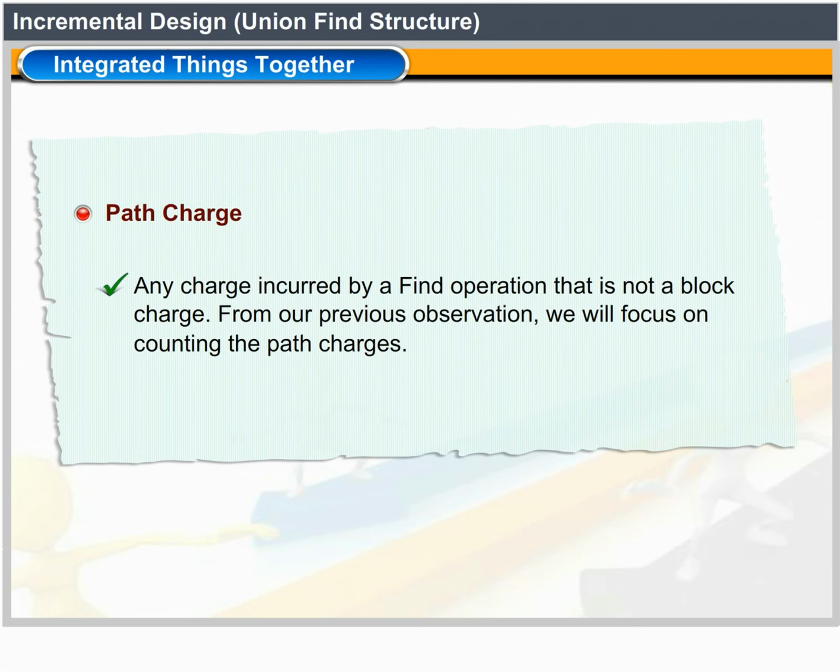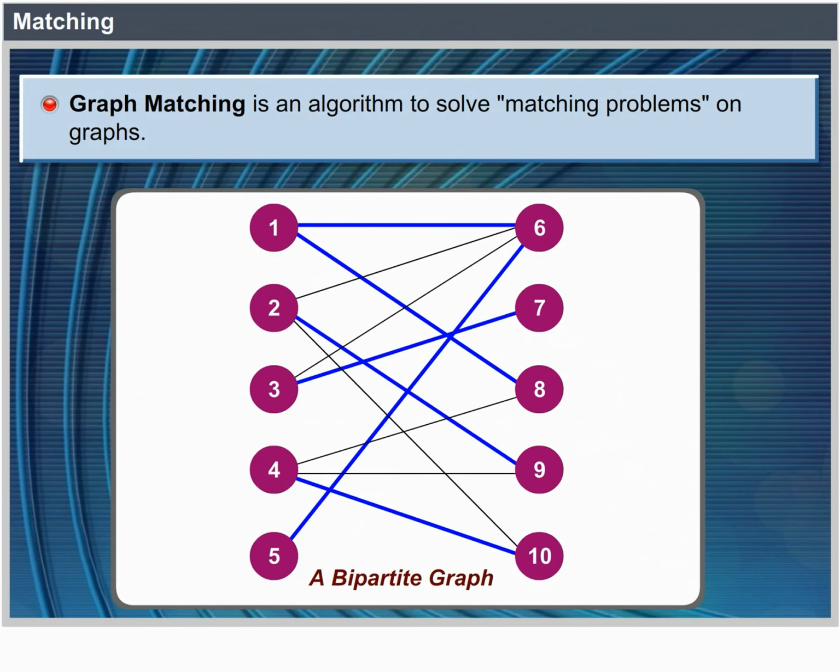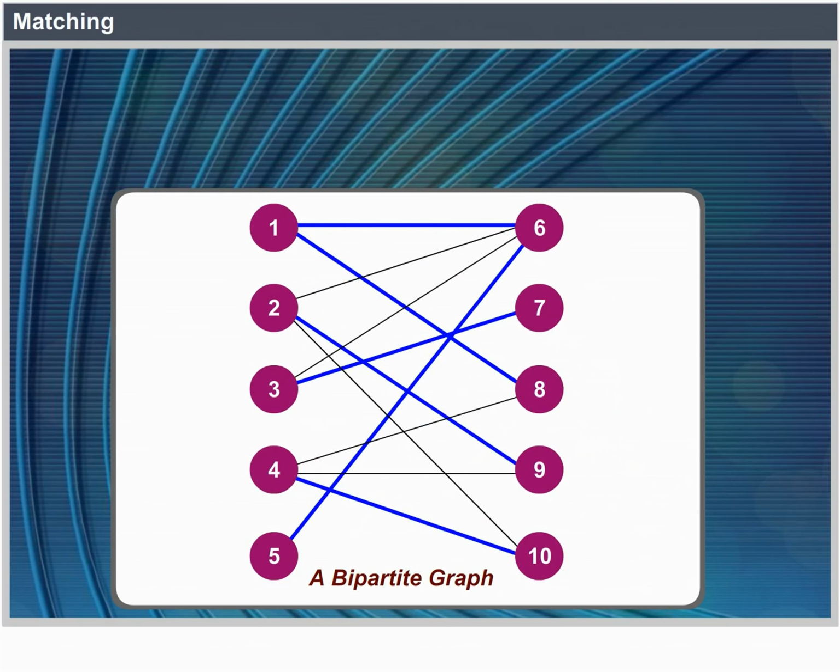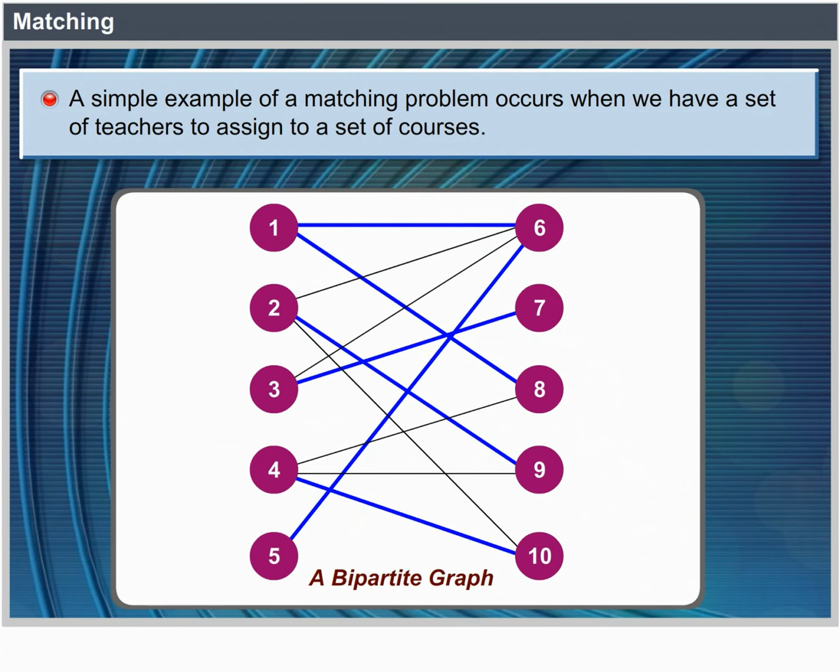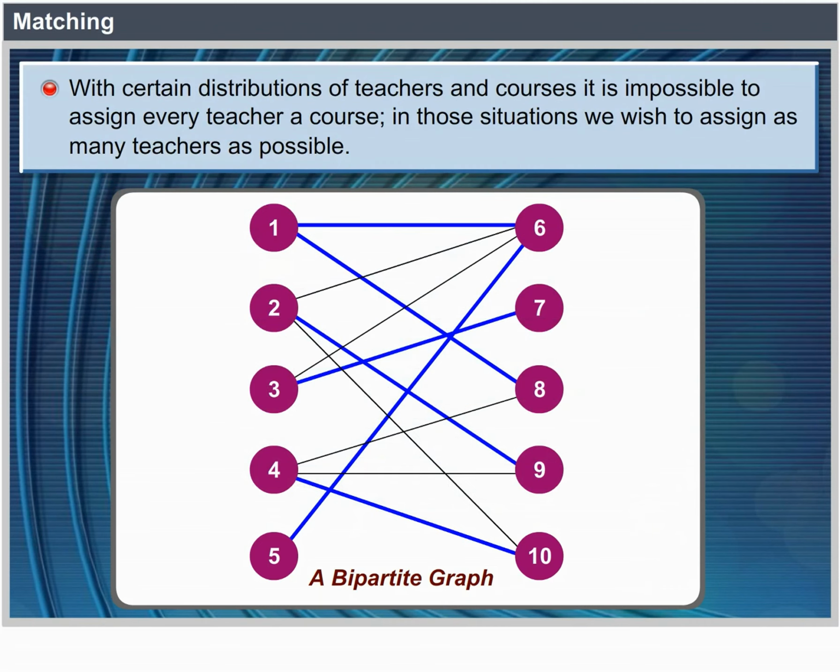Matching. Graph matching is an algorithm to solve matching problems on graphs. A simple example of a matching problem occurs when we have a set of teachers to assign to a set of courses. Each teacher is qualified to teach certain courses but not others. We wish to assign a course to a qualified teacher so that no two teachers are assigned the same course. With certain distributions of teachers and courses, it is impossible to assign every teacher a course. In those situations, we wish to assign as many teachers as possible.